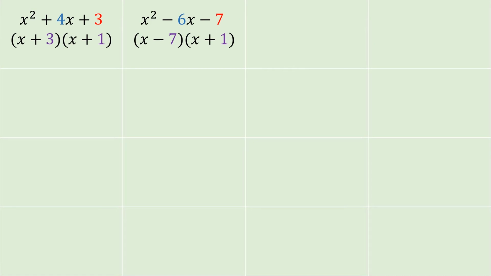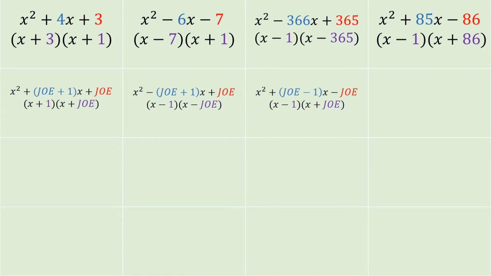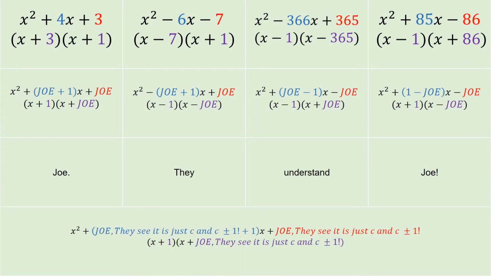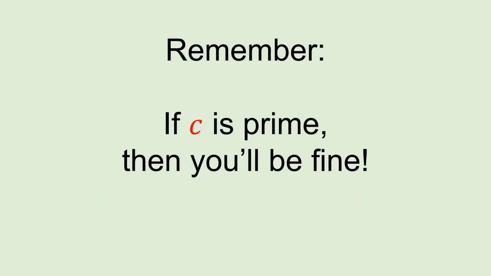This simply is too easy of a problem, because for either of these cases, x plus 1 or x minus 1 is going to be a factor. In other words, the difference between the absolute value of c and the absolute value of b is just going to be 1 or negative 1 here. So for this particular problem, you can live by the motto: if c is prime, then you'll be fine. So now let's move to the medium problem.